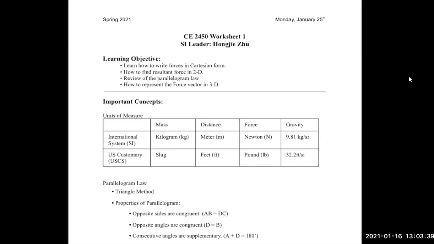So today's learning objective is going to be: first, learn how to write the force in Cartesian vector form and how to find the resultant force in 2D. We're also going to review the parallelogram law, and lastly, we're going to do one example problem on how to represent the force vector in 3D.